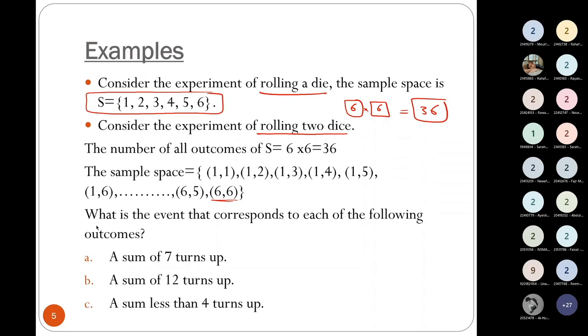Now, for example, if we have the event that the sum of 7 turns up, with 2 dice and the sum equals 7, the outcomes are elements from the sample space. We have maybe 1 and 6. This is the sum 7. Okay.